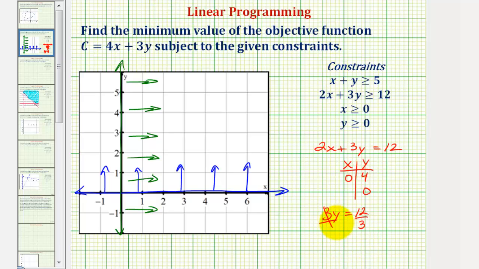And now to find the x-intercept, we'll set y equal to 0. Notice if y is equal to 0, we'd have the equation 2x equals 12. Dividing both sides by 2, we have x equals 6. So the x-intercept is the point 6, 0. Let's go ahead and plot those 2 points. Here's the point 6, 0, and here's the point 0, 4. Now we'll sketch a solid line passing through these 2 points.